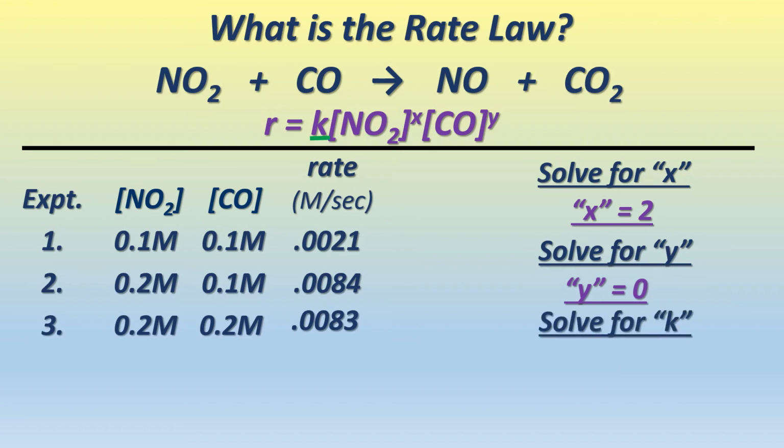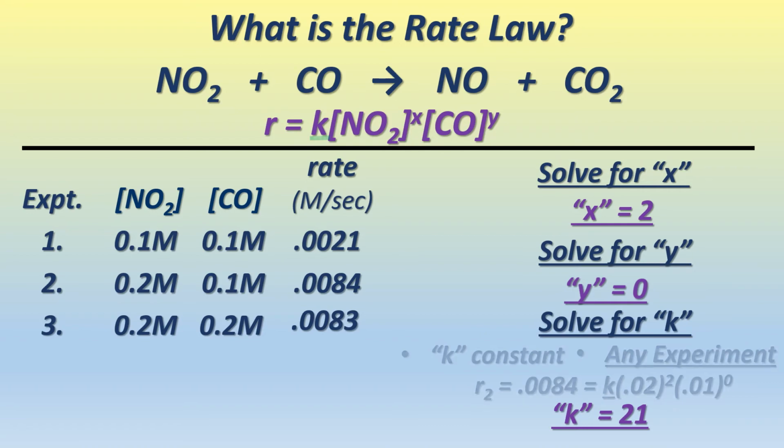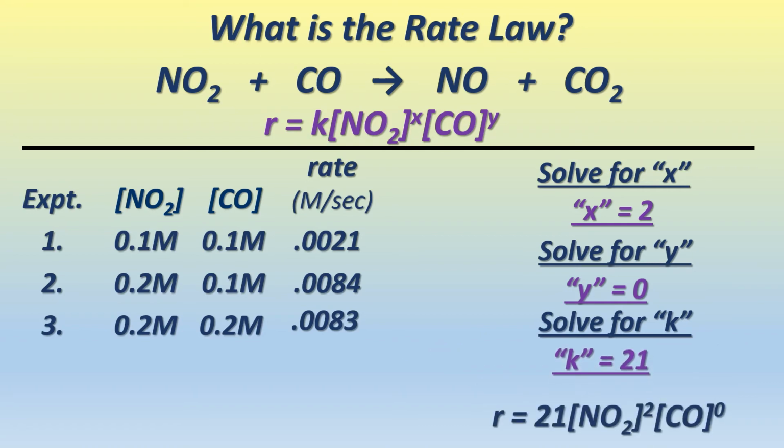The last thing to solve for is k. K is a constant. It's called the rate constant, which means it will not change. You are totally free to pick any given experiment. So in this case, if I just chose experiment 2 randomly, I get 0.0084 is equal to some constant times 0.02 squared times 0.01 to the 0. K gets a value of 21 for this reaction.